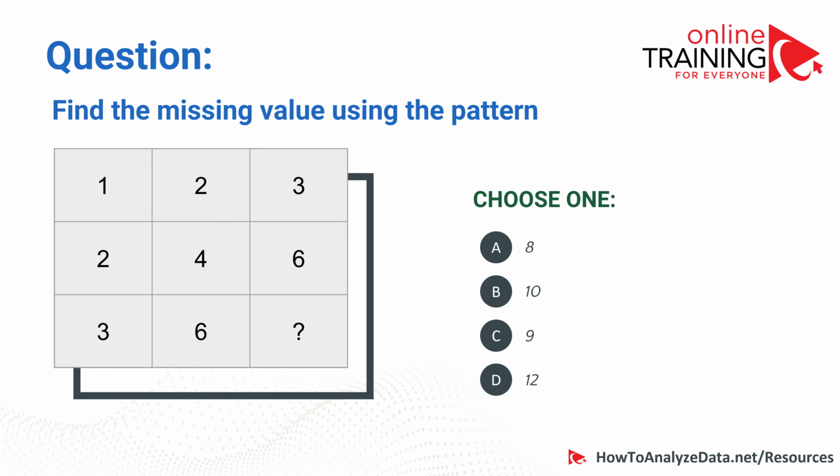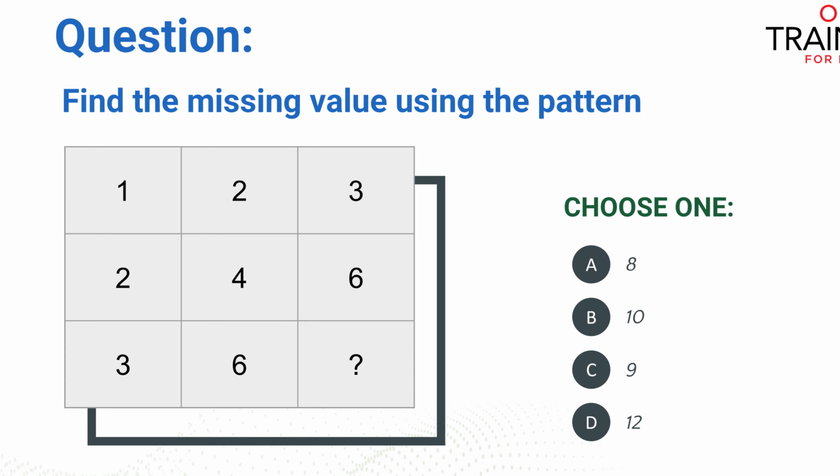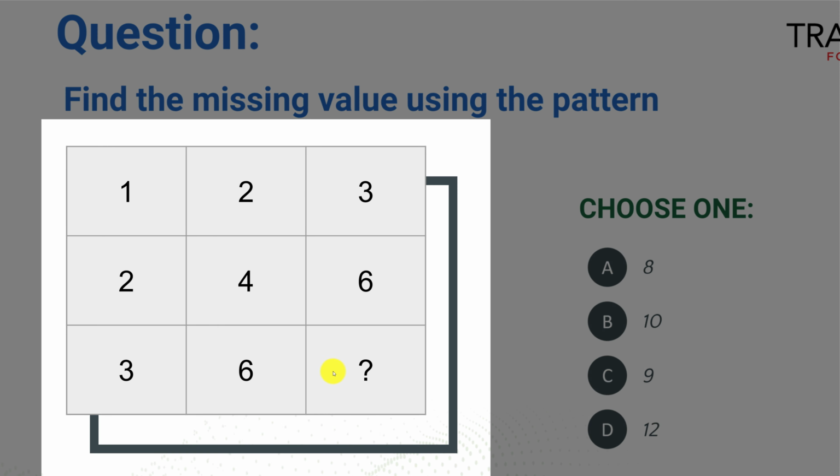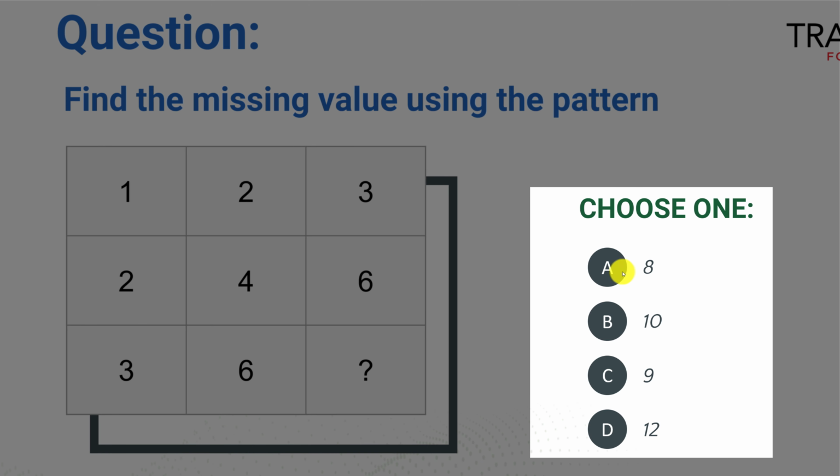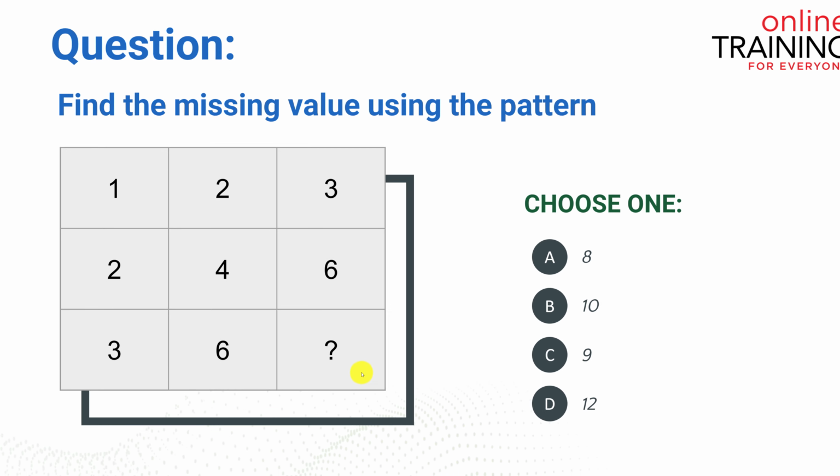Now let's look at the question, find the missing value using the pattern. You see the 3x3 box, and one of the values in this box is missing. So what is the pattern? And there are 4 choices. We have A, B, C, and D, right? And obviously you would have to find the pattern and calculate the value. So what do you guys think is the right answer here?